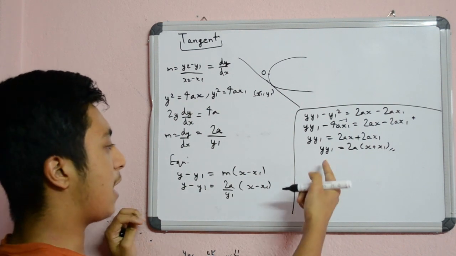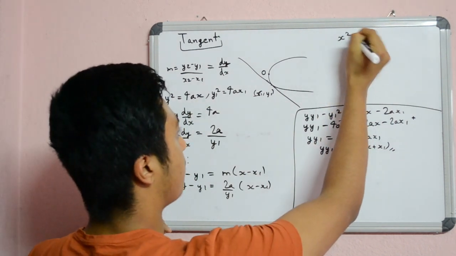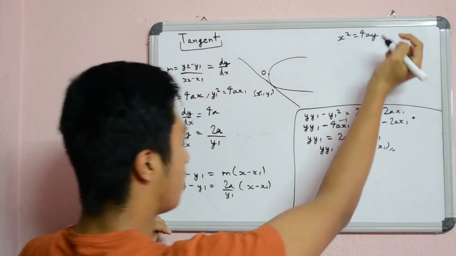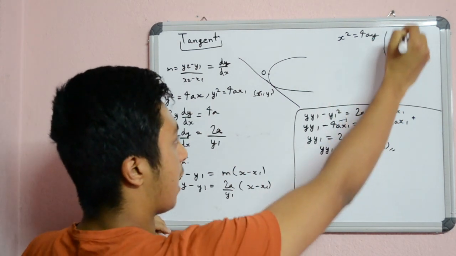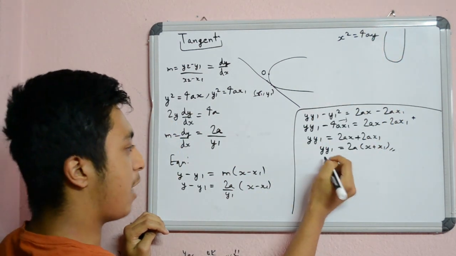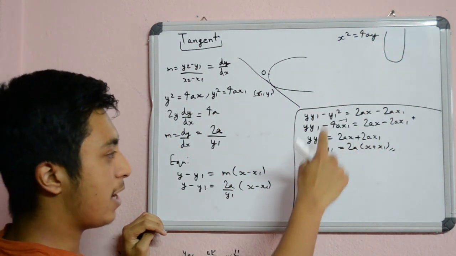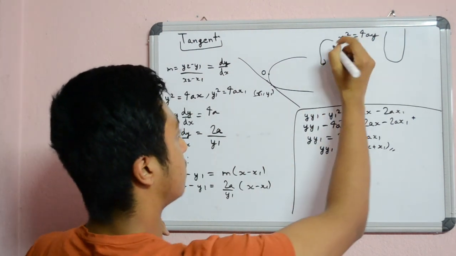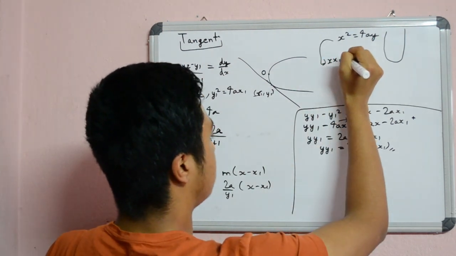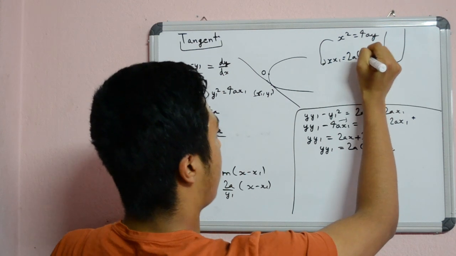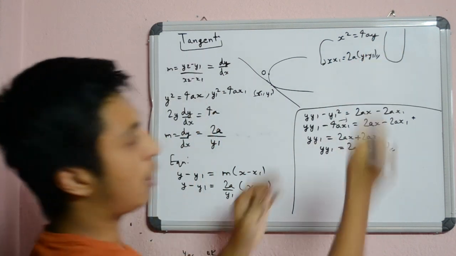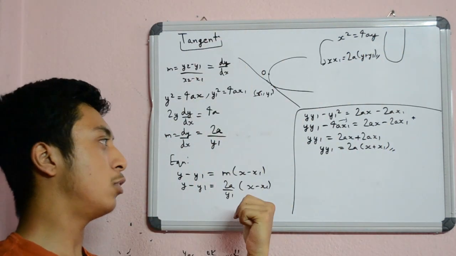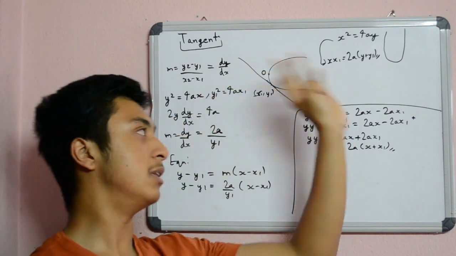Now if you want to find the tangent for the parabola x square equals 4ay, which is just like this, then all you have to do is interchange x with y and x1 with y1. So for this you'll get x1 x equals 2a times y plus y1, and if you want to know how, you can do the same procedure and you eventually end up with this.